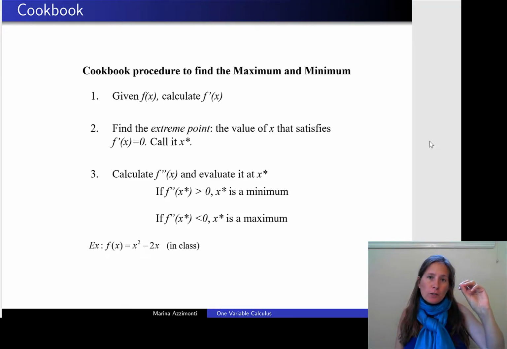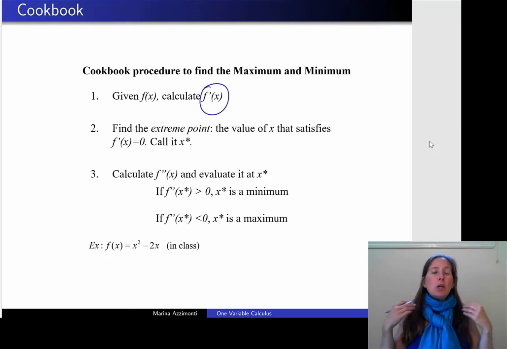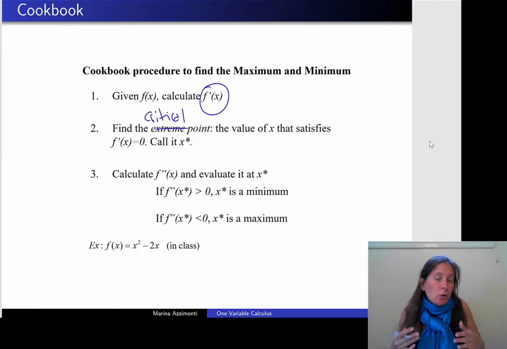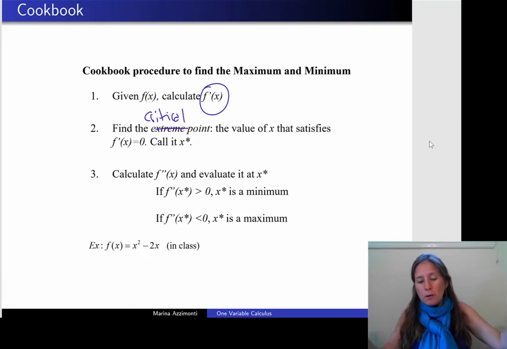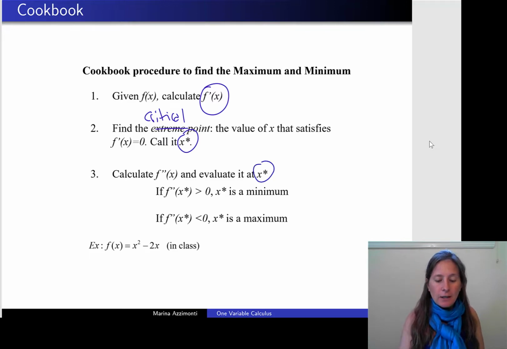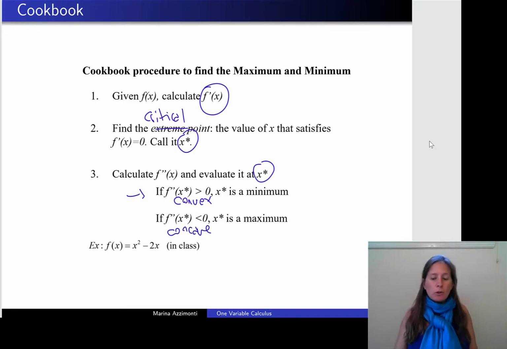Let's say you figure out what your objective function is, f of x. First, you want to compute the first derivative. You want to calculate the extreme, or what we've been calling critical points. And by the way, there could be more than one, but you want to find all the possible values of x that make f prime equal to 0. You call those values x star, and then you compute the second derivative of the function and evaluate it at x star. If the second derivative is positive, meaning a convex function, then we are talking about a minimum. If the second derivative is negative, meaning a concave function, then we are talking about a maximum.